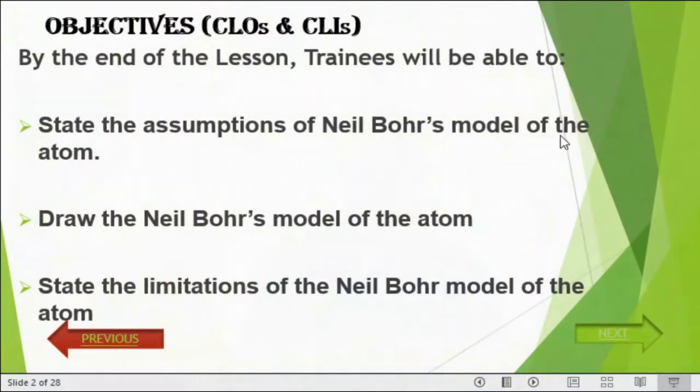Now, the objectives for this lesson include the fact that at the end of this lesson, you should be able to state the assumptions of Bohr's model of the atom. Number two, you should be able to draw the Bohr's model of the atom, and when you draw, you should also be able to label the parts as well. You should be able to state the limitations of the Bohr model of the atom whilst comparing it to the other scientists whose model of the atom we have talked about.